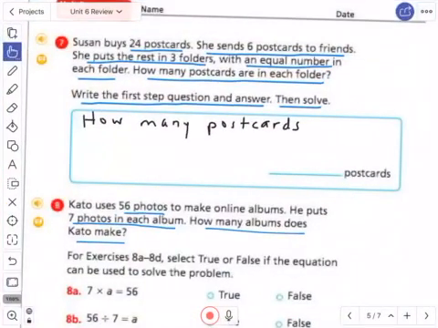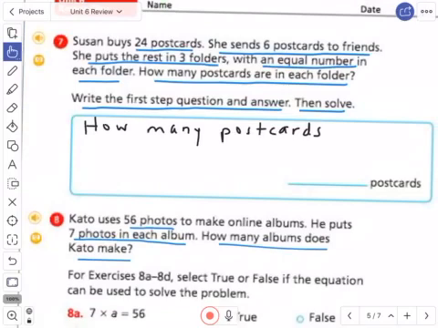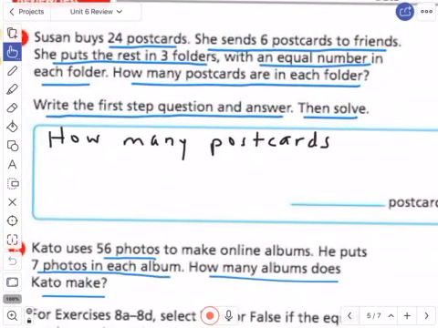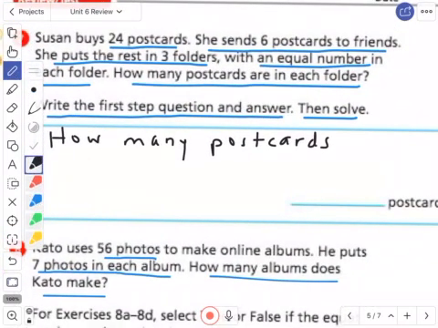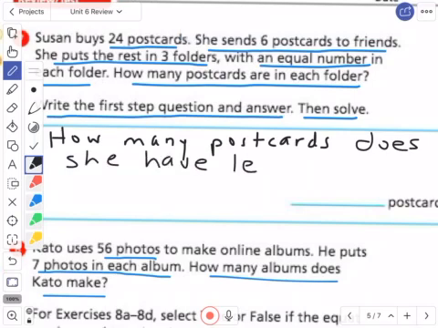Okay, let's talk about our work here. If you remember, I had to figure out what my first step question was. I gave you a little bit of a sentence starter there. What I need to know is how many postcards does she have left? Because she had 24, and she got rid of 6 of them because she sent them to a friend. So 24 minus 6 equals 18. So she has 18 left.